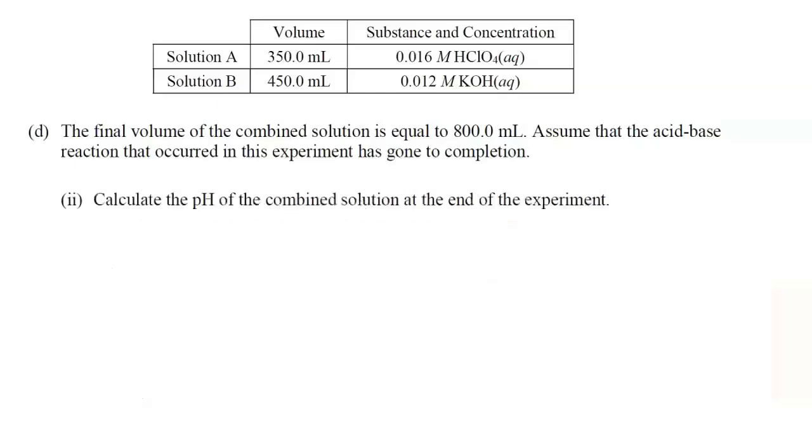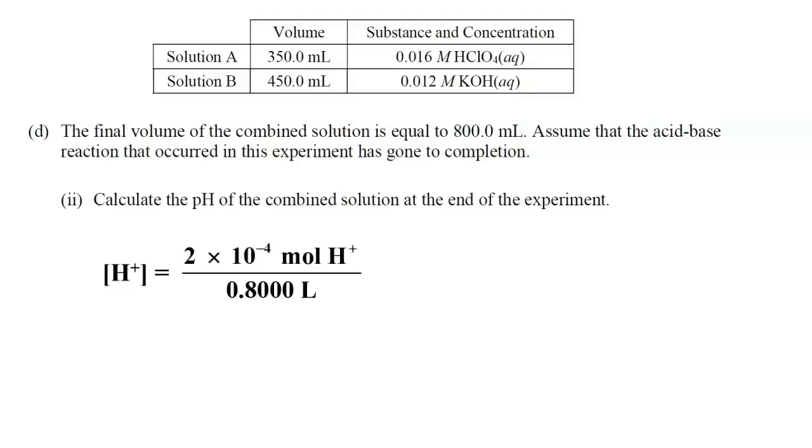Now, to get the pH of the solution, we have to consider the total volume. So the final volume of the combined solution is 350 plus 450, or 800 milliliters, or that would be 0.8000 liters. So number of moles of leftover or excess H plus, 2 times 10 to the negative 4. Total volume of the solution in liters is 0.8. So moles divided by liters gives us molarity. And this will be the concentration of H plus. And it works out to be 2.5 times 10 to the negative 4 moles per liter. All we have to do now to get the pH is take the negative log of the concentration of H plus.